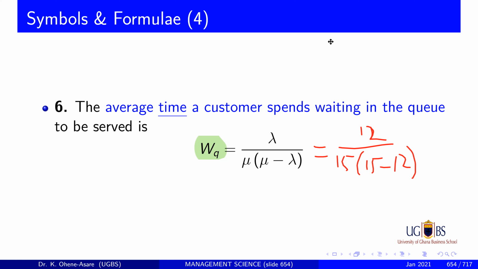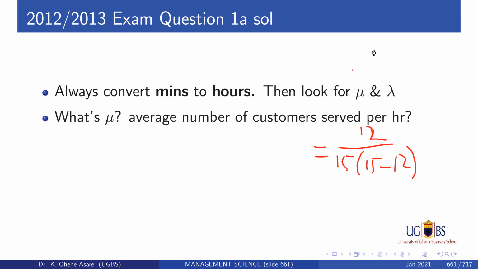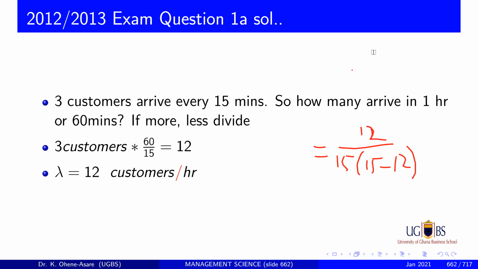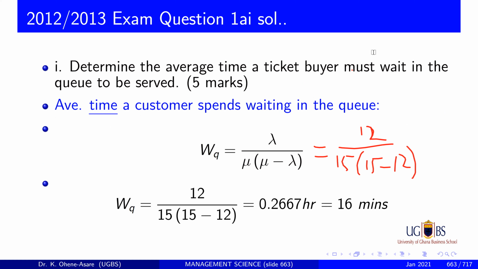Okay. So when you do this, what are you going to get? Let's check. I'm just going to show you the answers because I know you know what we are doing. So you're going to get an average answer of 0.2667 hours. That's what you're going to get. And when you multiply that by 60, that will give you 16 minutes. So this is the average time a customer has to wait in the queue because the server is busy and the person has got to wait. 16 minutes waiting time.